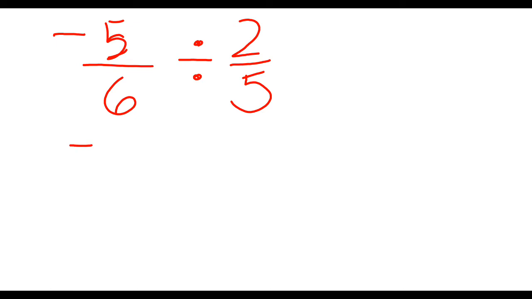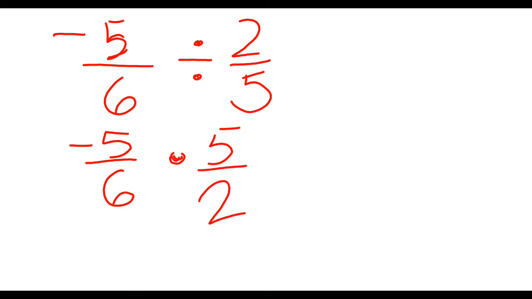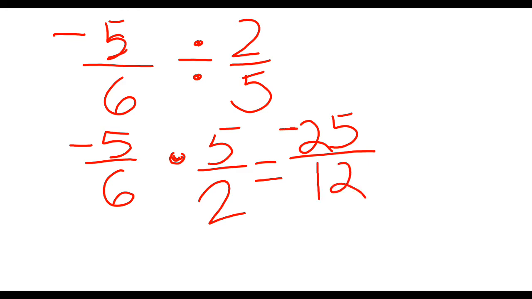I'm going to copy the first number. I'm going to change from division to multiplication, and I'm going to flip the second number. So now I've got 5 times 5 is 25, and 6 times 2 is 12, and it should be negative because there was only one negative. 25 and 12 have nothing that they can both be divided by, so this will be our final answer, -25/12.